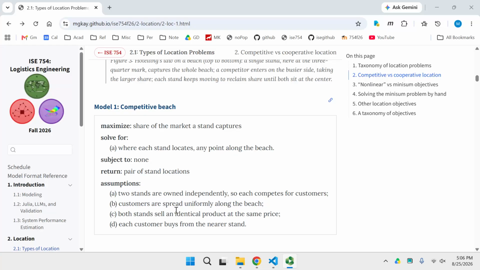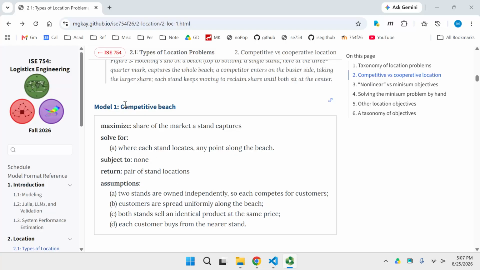We can also assume that they're selling identical products at the same price. This doesn't have to be true, but we're assuming it to make our simple solution actually solvable. And then finally, we assume that the customers buy from the nearest stand. Everybody being a little bit lazy, it's identical product, and they just want to buy from the stand that's closest.